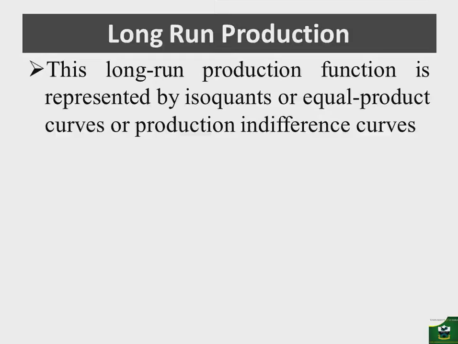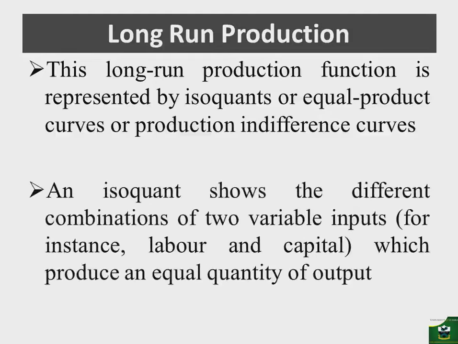So we'll look at the features later. For now, let's build the theory. So an isoquant shows the different combinations of two variable inputs which produce an equal quantity of output. In other words, an isoquant is a locus of points that shows a combination of two inputs, capital and labor, that yield the same level of output.